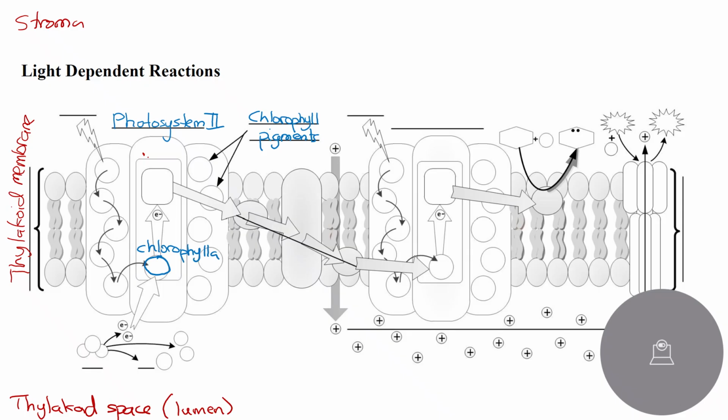So the second component of the light-dependent reaction would be the ETC, or electron transport chain. The electron transport chain is just a collection of proteins that pass along the high-energy electrons. So it allows the electrons to move across the thylakoid membrane.